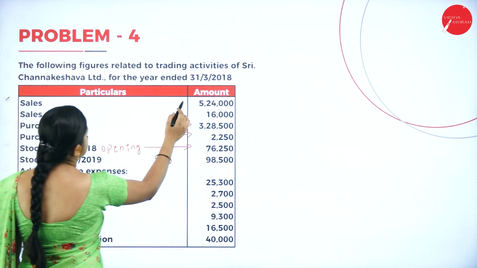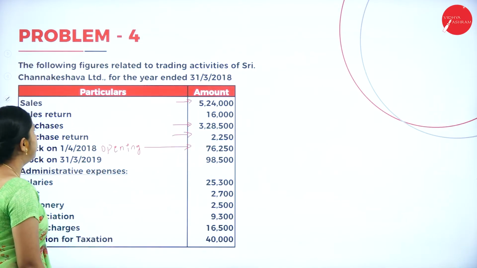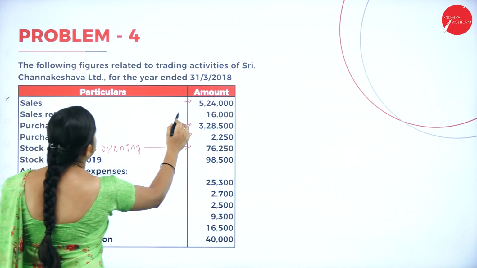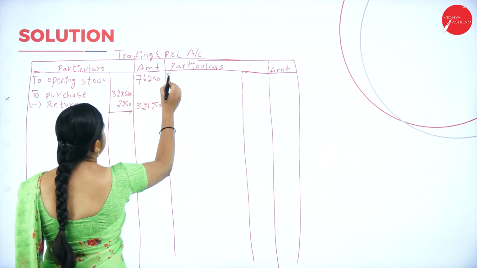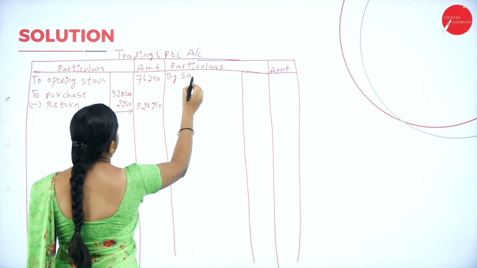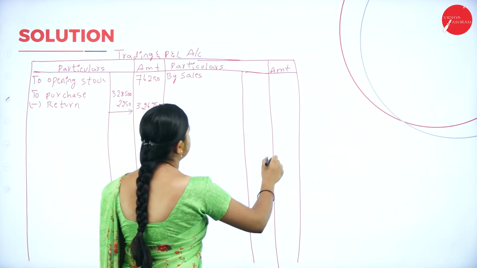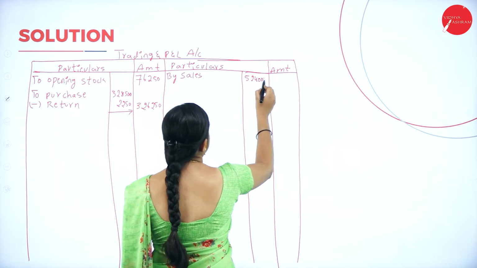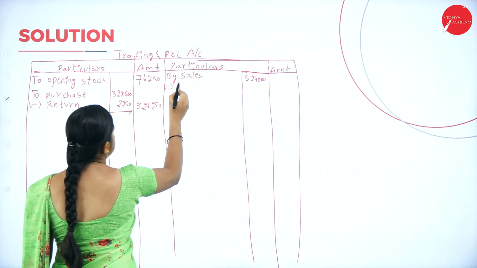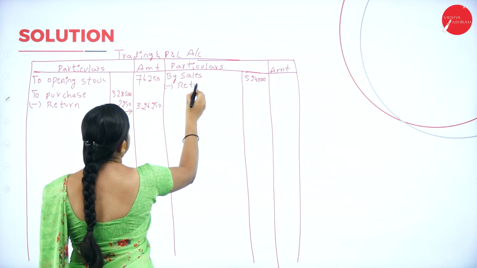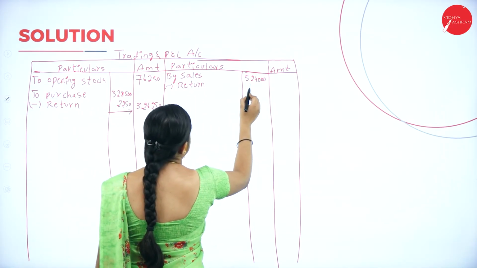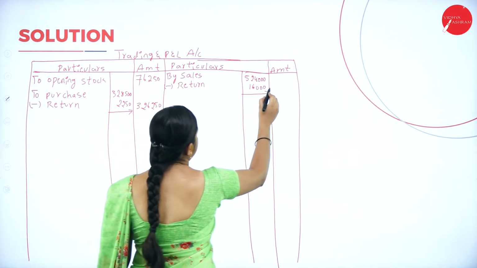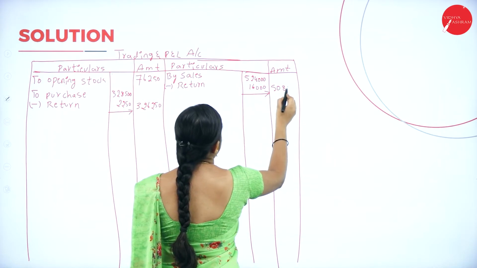Next, sales. On the credit side of the trading account, first you need to write sales. Sales 5,24,000, sales return 16,000. By sales 5,24,000, less sales return 16,000. In the outer column, 5,08,000.